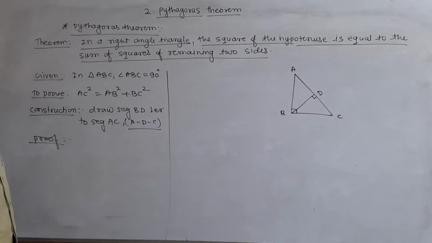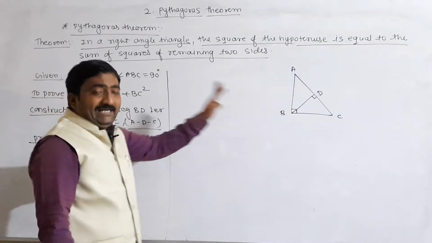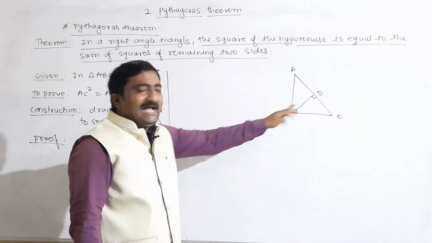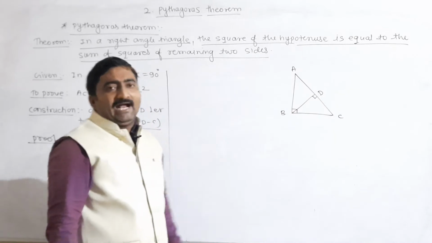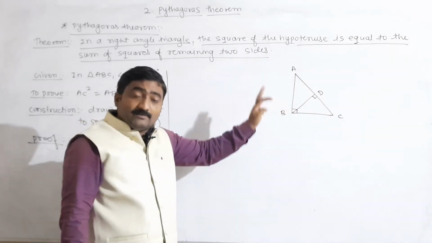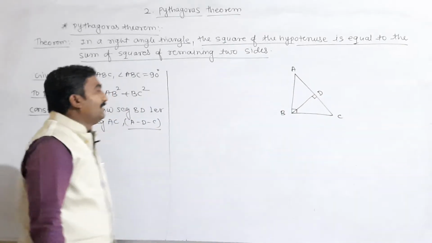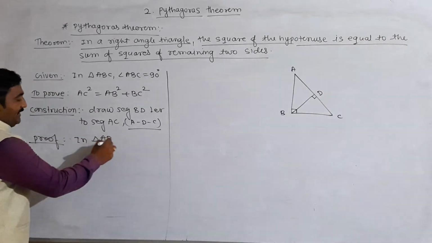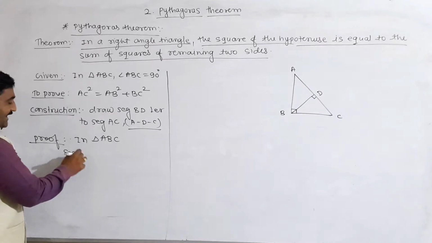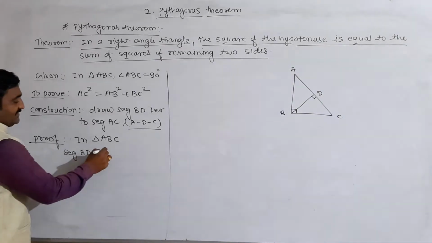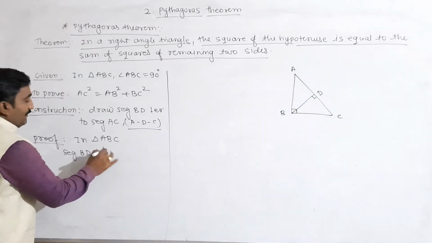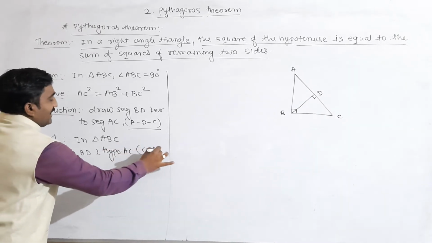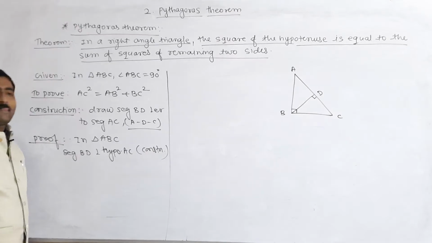So observe the figures. In a right angle triangle we can draw a perpendicular. It means it is the altitude. And we know that we can see similarity in a right angle triangle. In triangle ABC, segment BD is perpendicular to hypotenuse AC by construction. This is given.